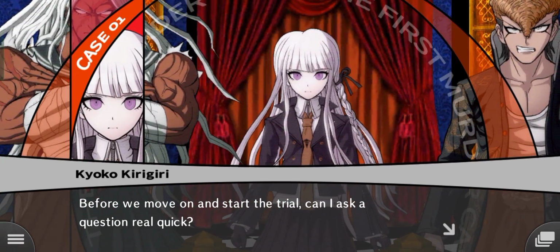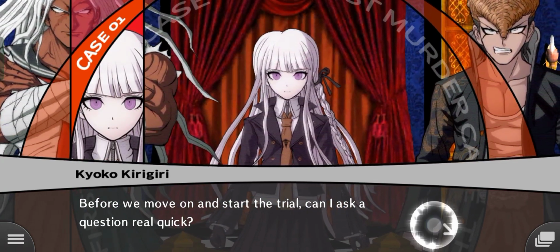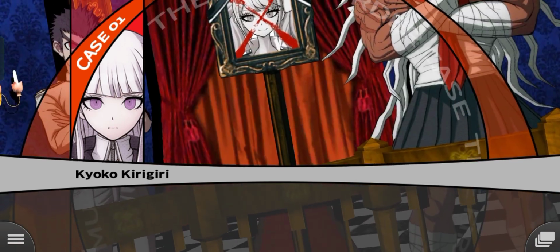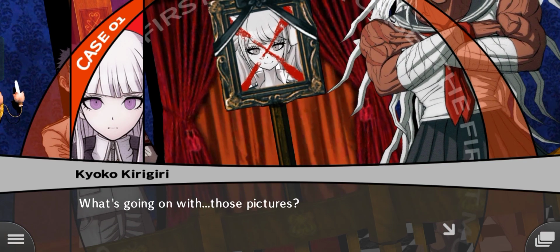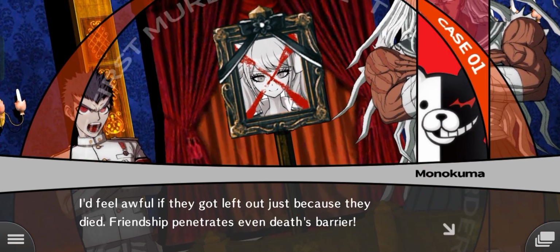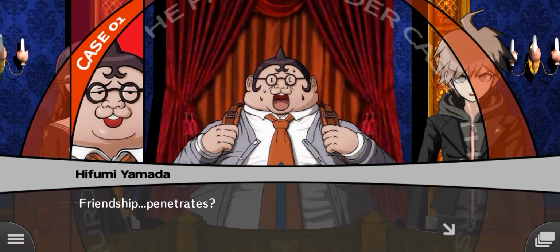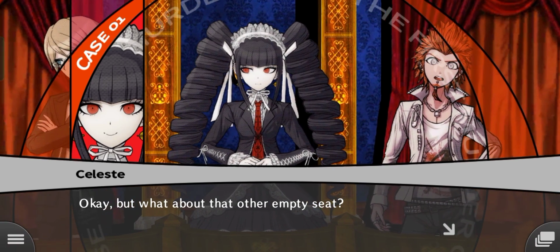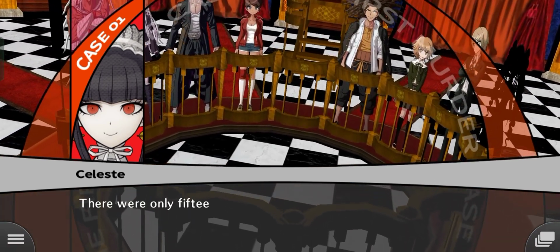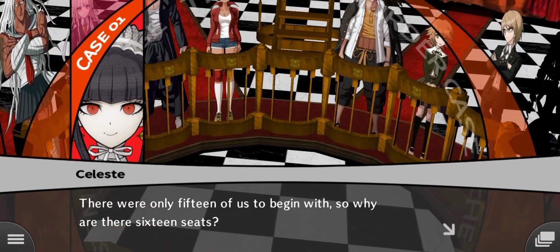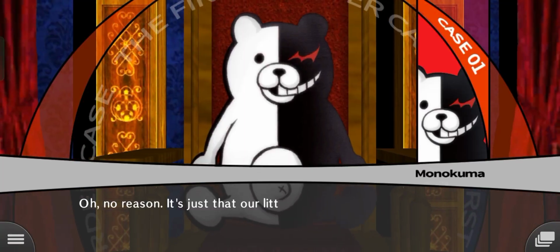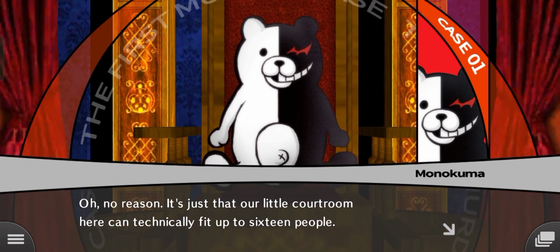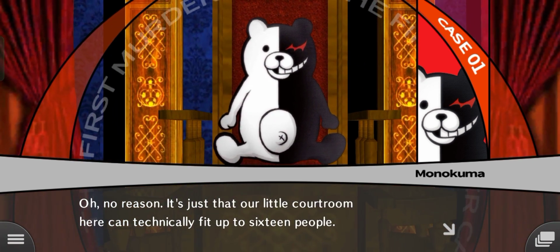Before we move on and start the trial, can I ask a question real quick? What's going on with those pictures? I'd feel awful if they got left out just because they died. Friendship penetrates even death's barrier. Penetrates? Okay, but what about that other empty seat? There were only 15 of us to begin with, so why are there 16 seats? Oh, no reason. It's just that our little courtroom here can technically fit up to 16 people.